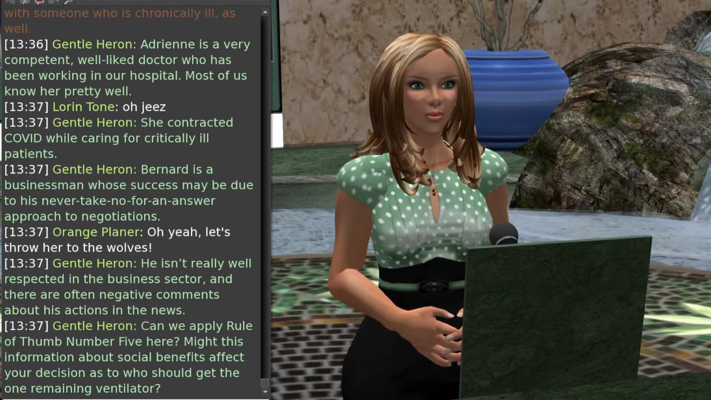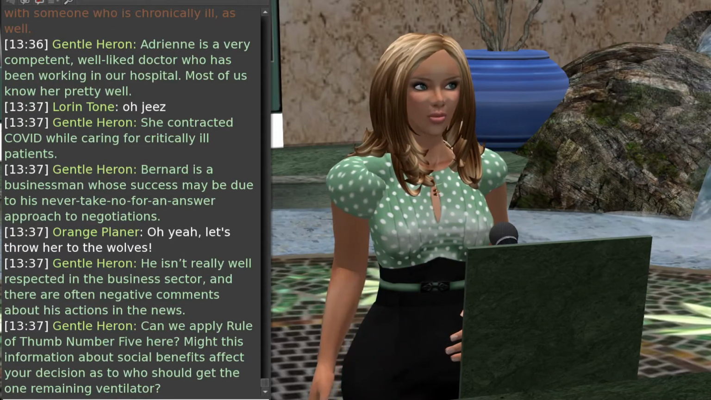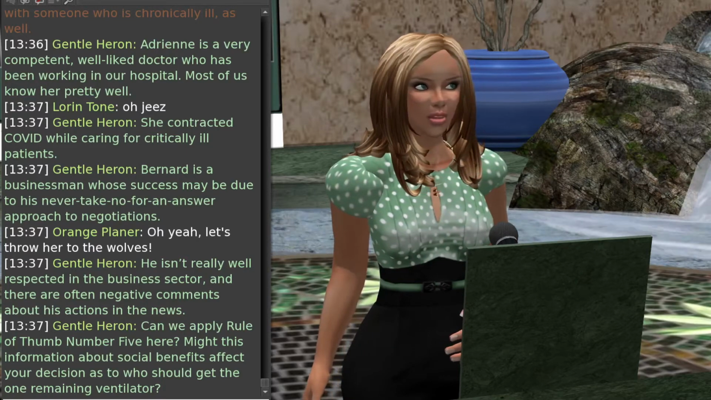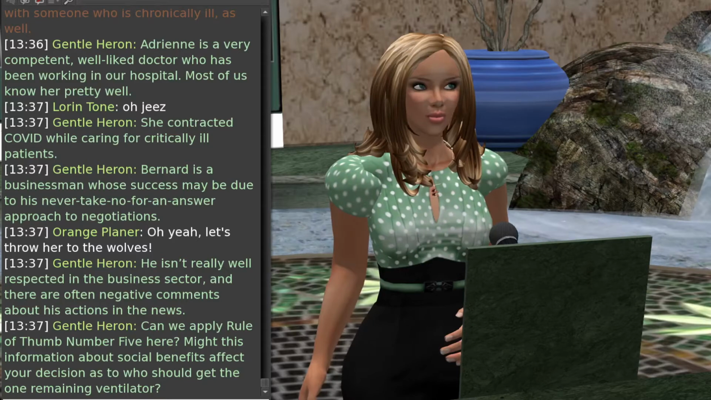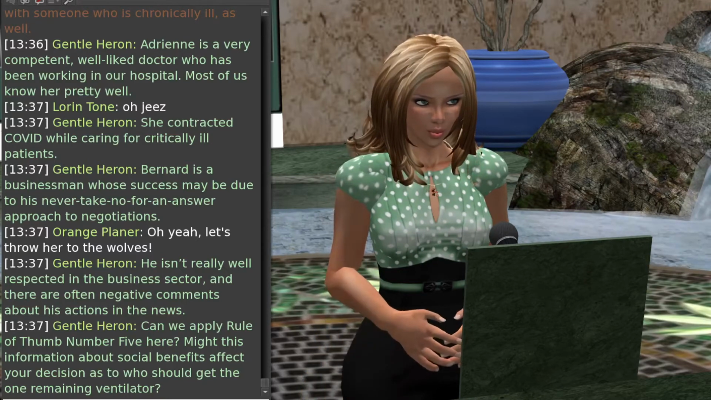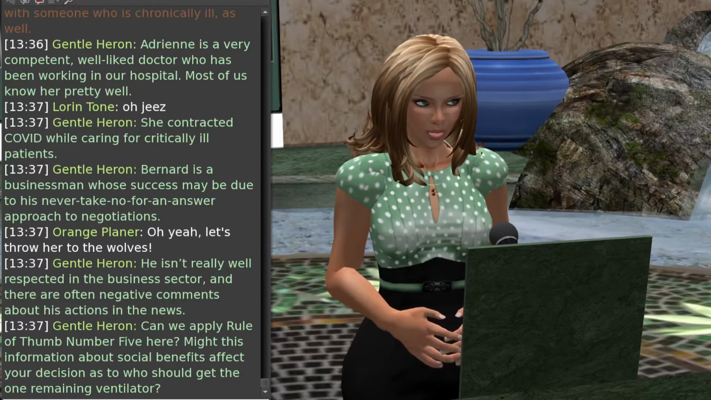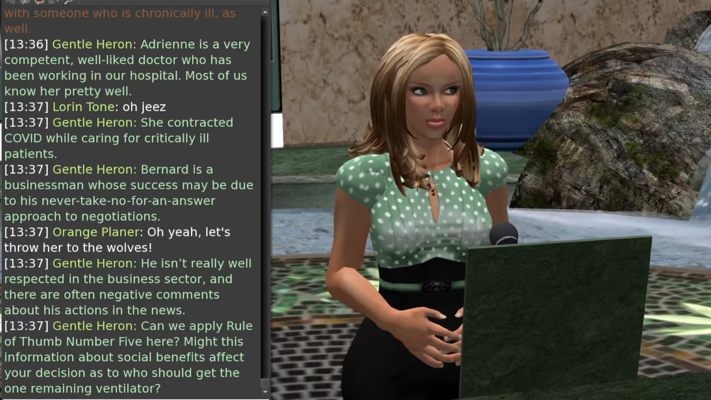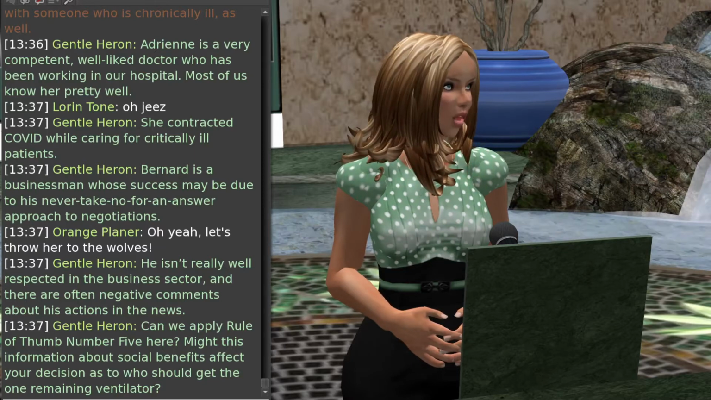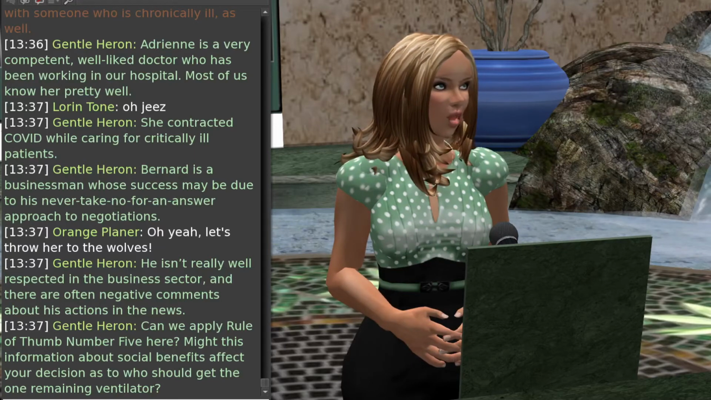Can we apply rule of thumb number 3 or number 5? Might this information about social benefits affect your decision as to who should get the 1 remaining ventilator? Social benefits of the person remaining alive to help others.